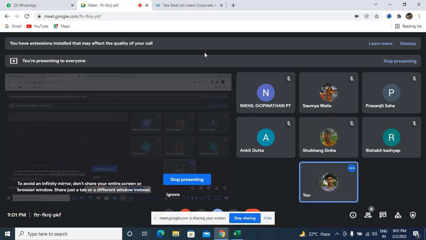Do one thing. You work on Steel Authority, right? This time you work on Tata Steel volume. Shubham, you work on Tata Steel's volume. I told you about the shareholding data, right? Yeah, shareholding pattern of SAIL. You were done with it. So, one thing, you work on Tata Steel.